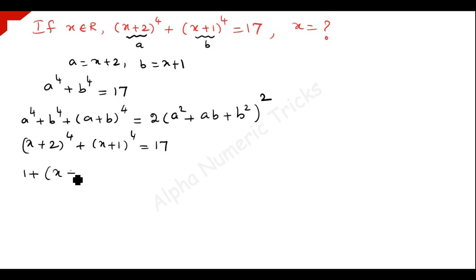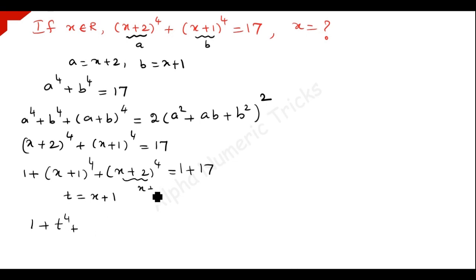So 1 + (x + 1)^4 + (x + 2)^4 is equal to 1 + 17. Or you can take another assumption, t is equal to x + 1. So we substitute x + 1 equal to t here. So 1 + t^4 plus, but here x + 2 is there, so you can write x + 1 + 1, and x + 1 is t, plus 1. So (x + 2)^4 in terms of t can be written as (t + 1)^4, is equal to 1 + 17, which is 18.